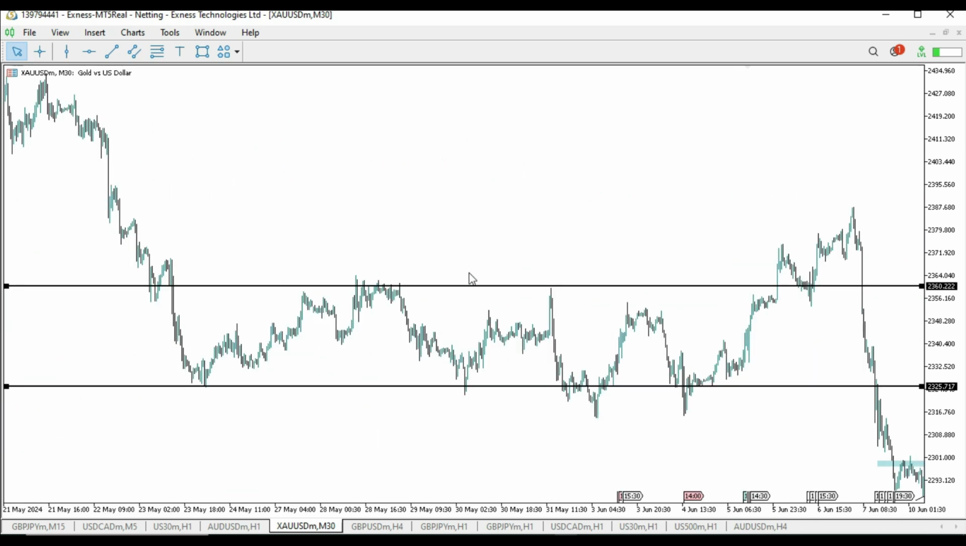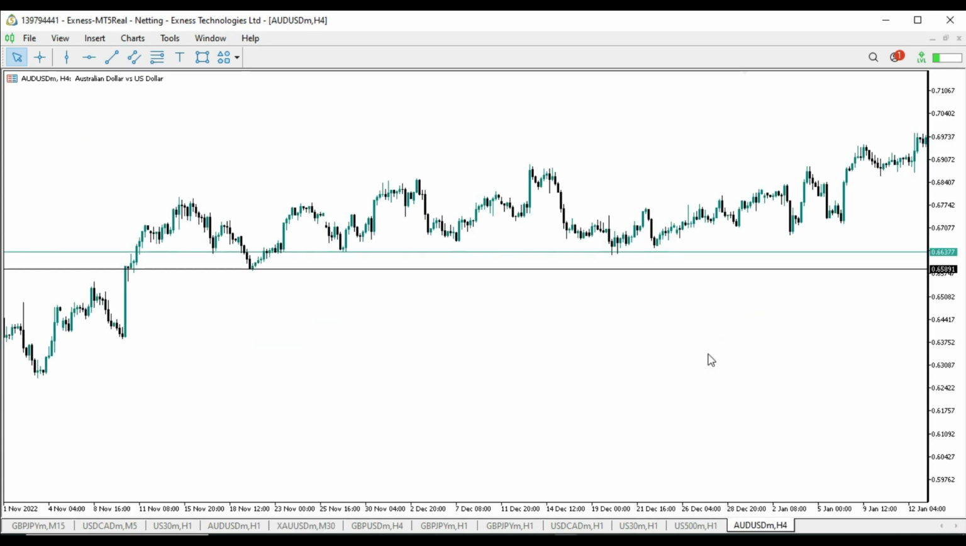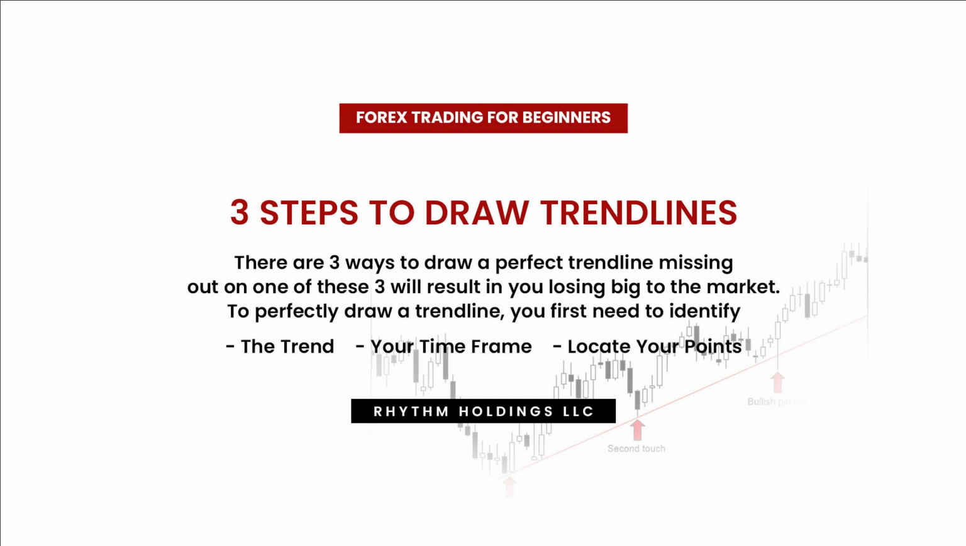So this is a ranging market, and as stated earlier, the only way to trade a ranging market is to use a trend line to identify your supports and then your resistance zone. If you want to draw a perfect trend line, you need to identify these three things. First, identify the trend, your time frame, and then locate your point.